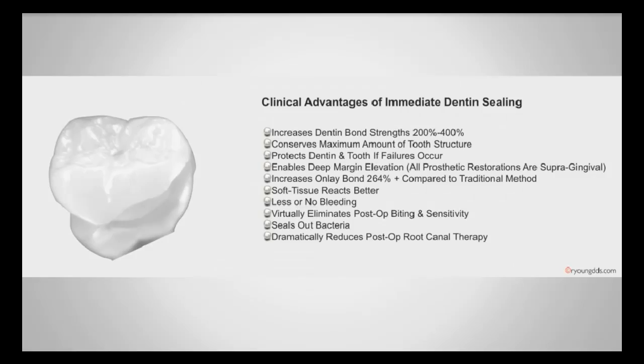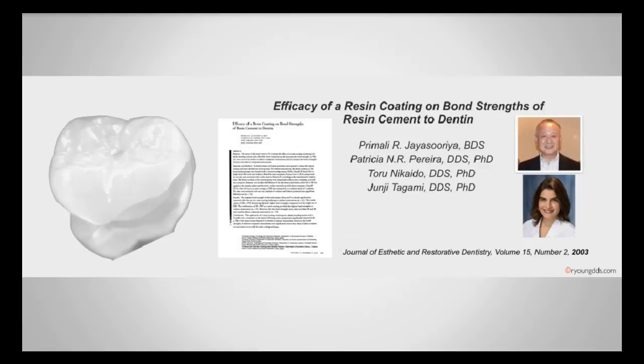An article and research that I want to talk about: the advantages of immediate dentin sealing are well known. We can increase bond strengths 200 to 400%, conserve the maximum amount of tooth structure, protect the dentin, enable deep margin elevations, and increase onlay bonds by 264% compared to traditional methods. Soft tissue reacts better, with less or no bleeding, etc. It seals out bacteria. And one paper in particular that I really like is by Dr. Takami.